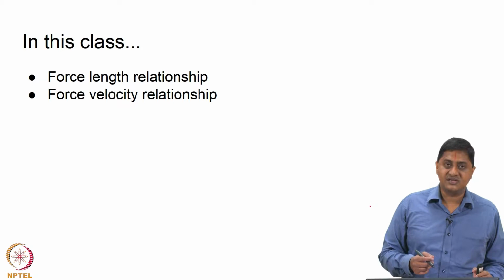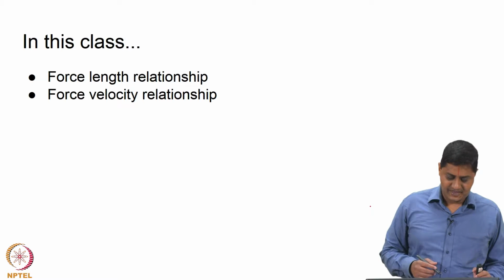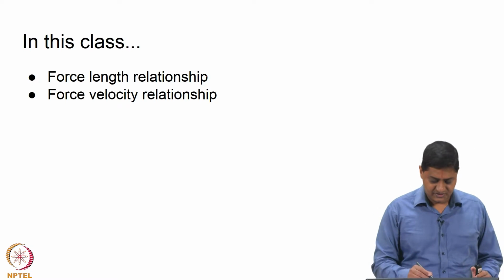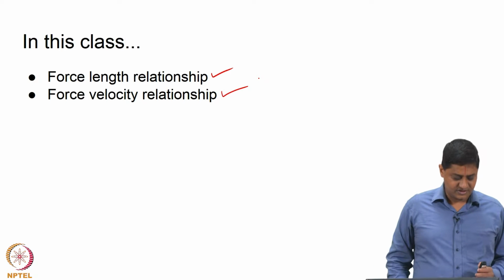That is what is called the velocity of shortening for a muscle, and how this velocity of shortening of a muscle interacts with force is the other point that we will discuss. So, we will be discussing the force length relationship and the force velocity relationship.